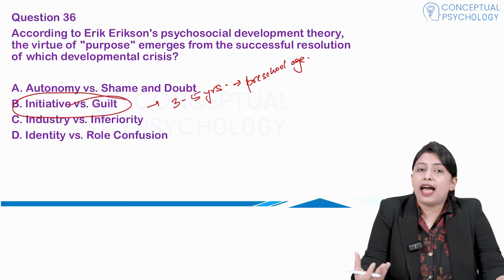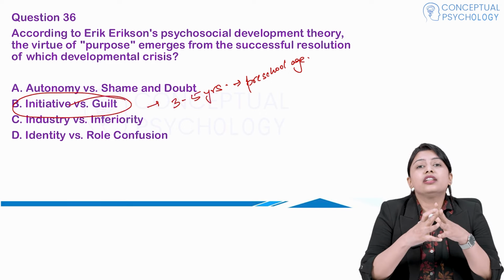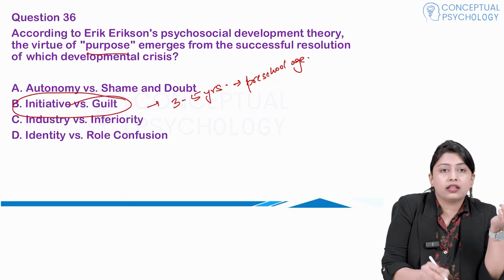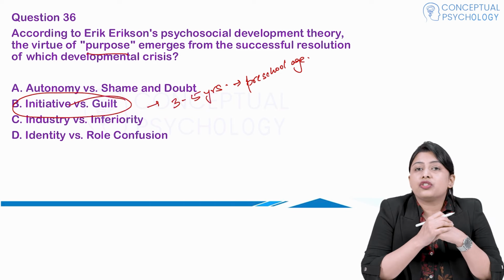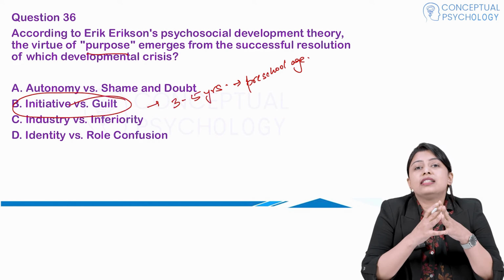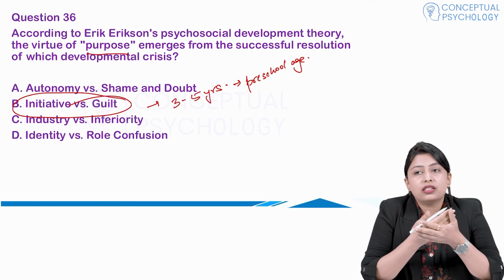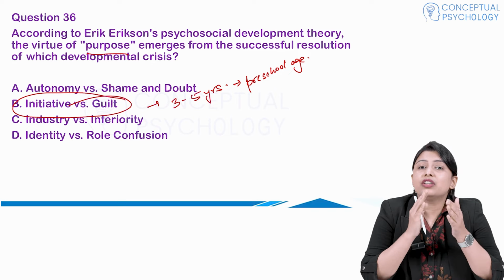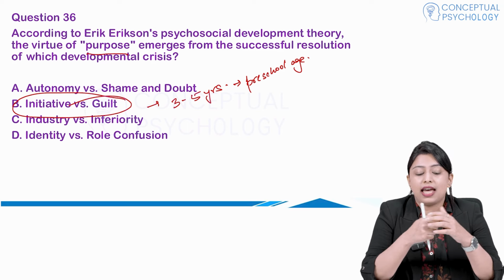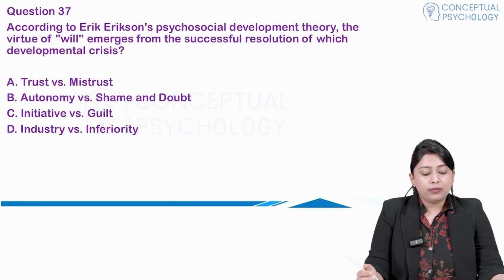They start to initiate activities, they make plans, and they tackle new challenges. When they are encouraged and supported in their initiatives, the child develops the virtue of purpose. They get the courage to envision and pursue valued goals. So this virtue represents the child's emerging sense of leadership, direction, and the ability to set and work towards different objectives. But if the child is overly criticized or controlled during this stage, they may develop guilt about their desires and become overly dependent. Hope that's clear. Moving on.